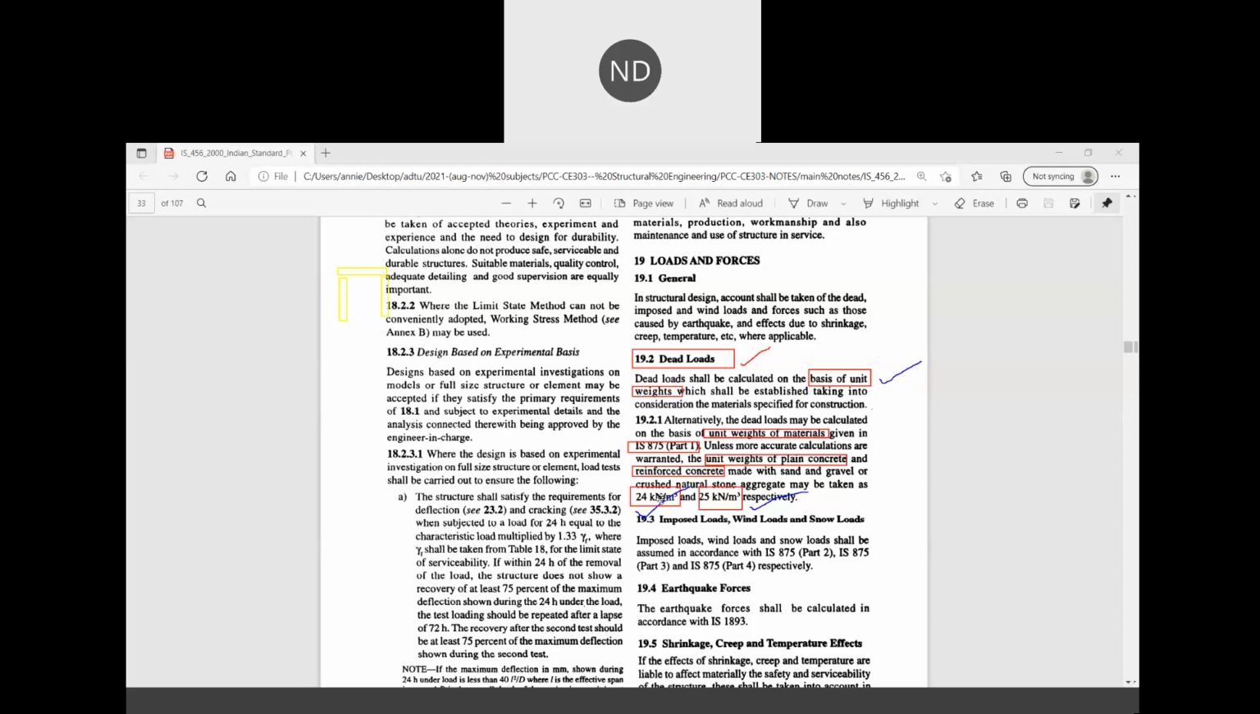Now to find the unit weight otherwise, you would have to do so many things to calculate something. You are at a construction site, you want to calculate.